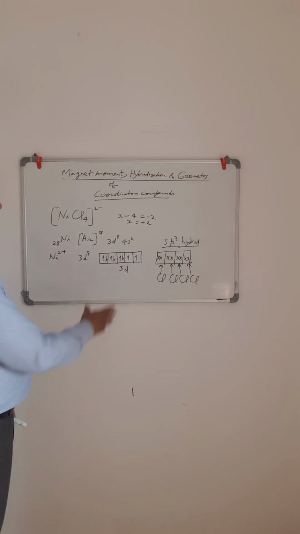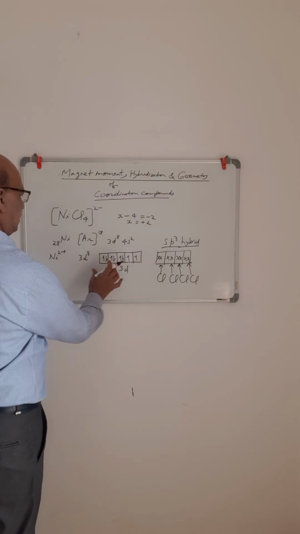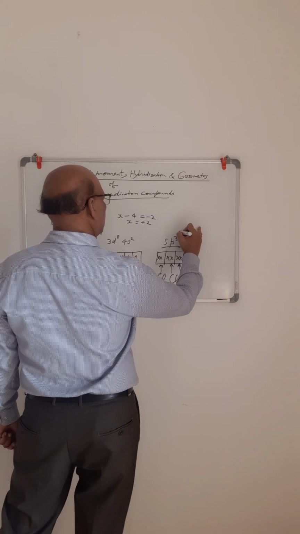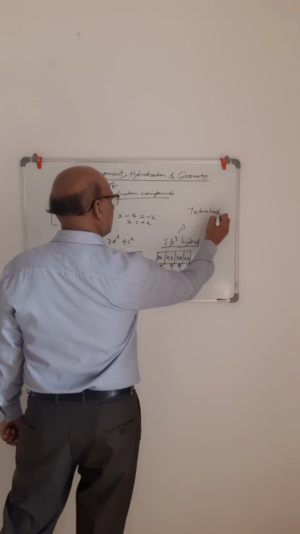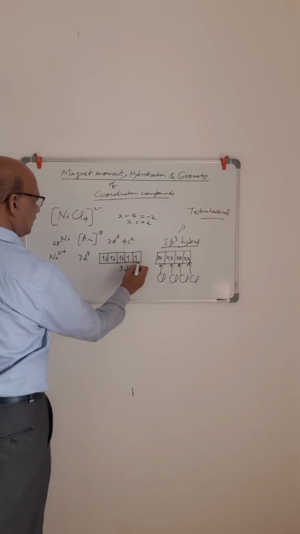Okay, so we can say that the hybridization is sp3. So what will be the geometry? Geometry will be tetrahedral. Okay, and there are two unpaired electrons.